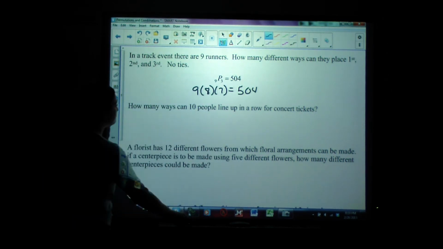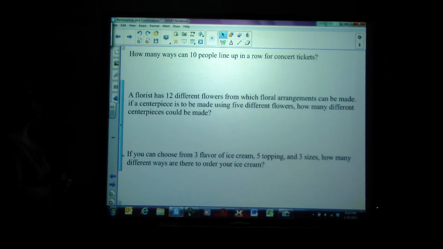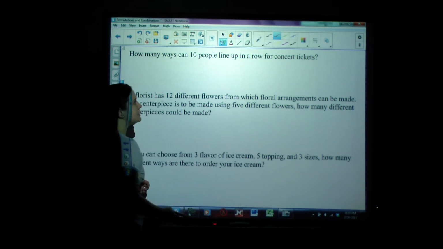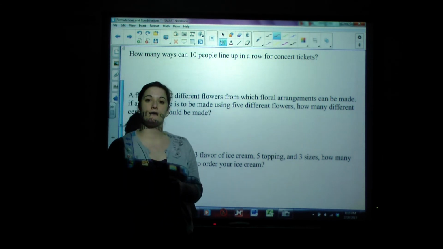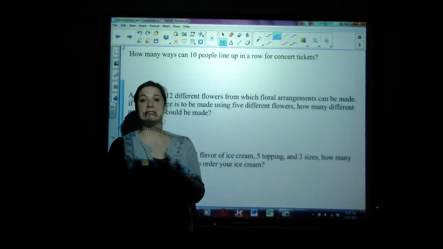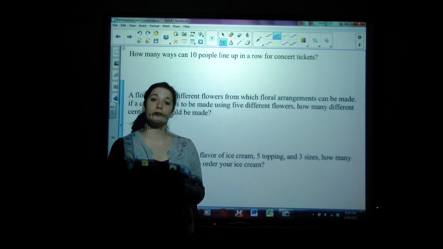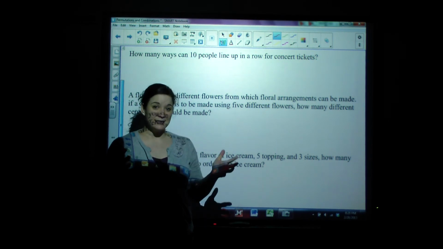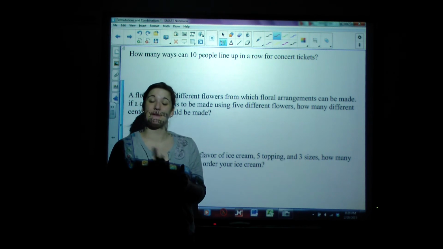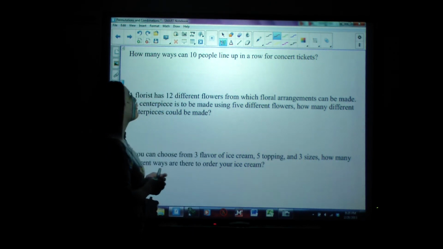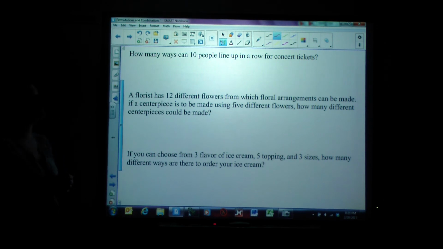Okay, let's try the next one. How many ways can 10 people line up in a row for concert tickets? Would this be some kind of fundamental counting principle? Would this be a permutation or a combination? Hopefully you're thinking permutation, because does order matter when you line up for concert tickets? I'm going to say yes, because what if after 6 people they're sold out? It matters if you're one of those first 6 people or if you're in the last half, okay? So order matters here. This is a permutation.